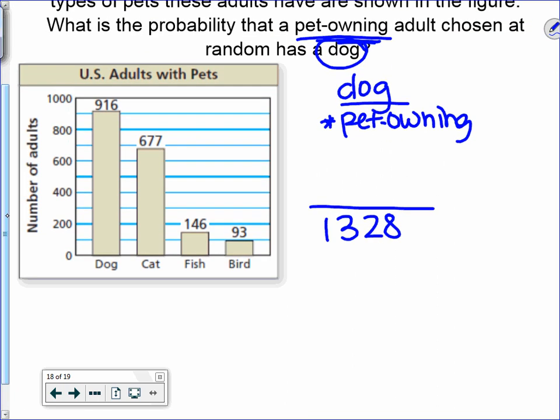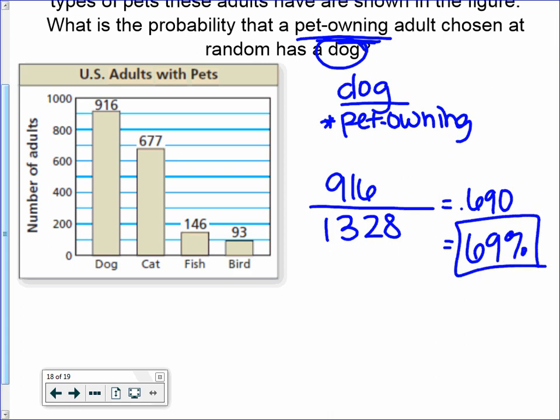Okay, 916 of them have a dog. So this one, you literally take 916 divided by 1,328, and you should get 0.690 if you round, which is 69%. So that's all based off of the table. You'll have, I'm sure, a lot of these on the MCA and on the ACT as well.